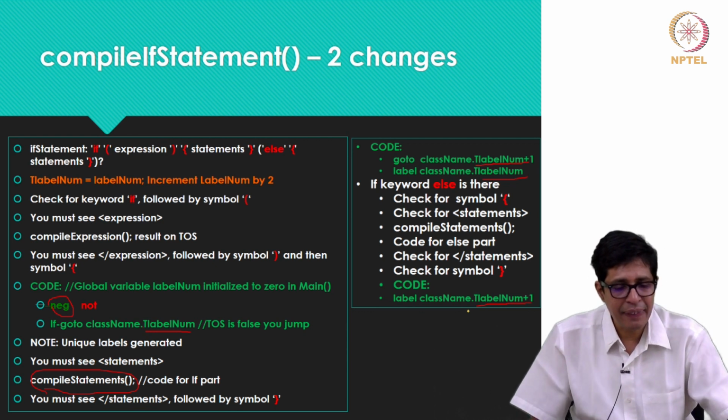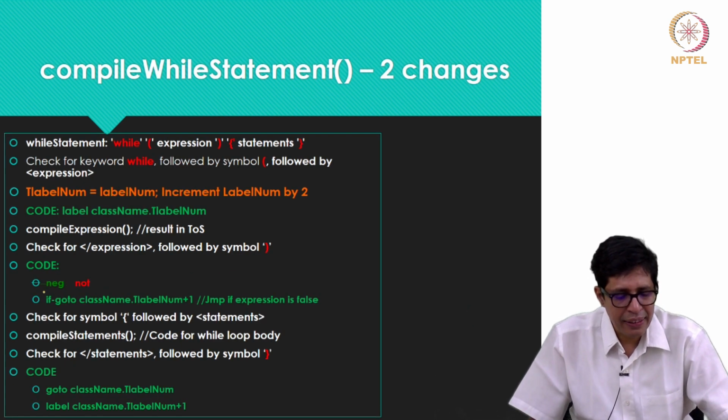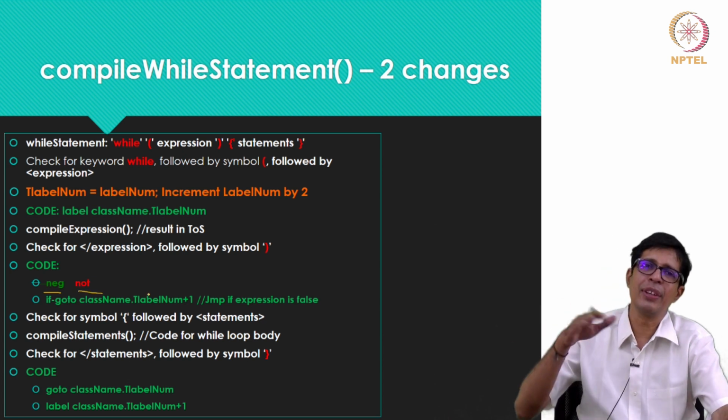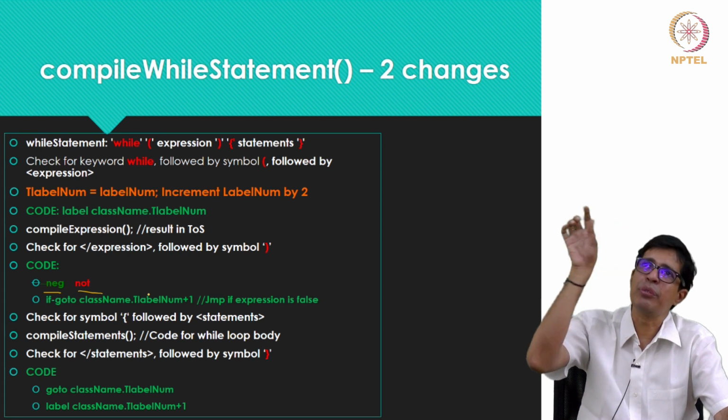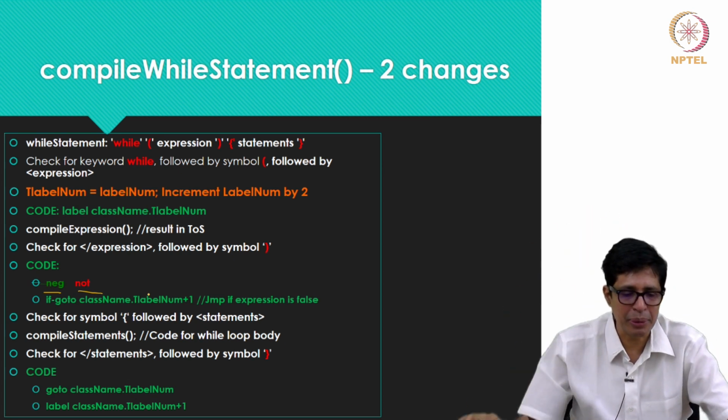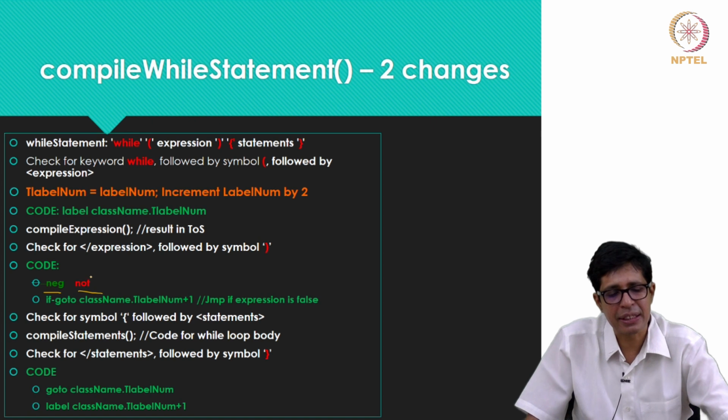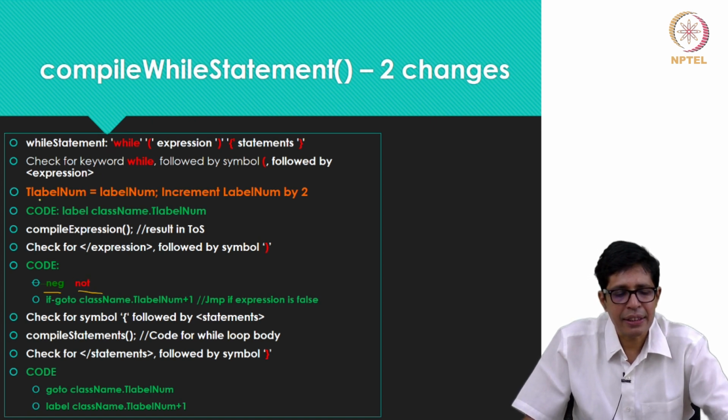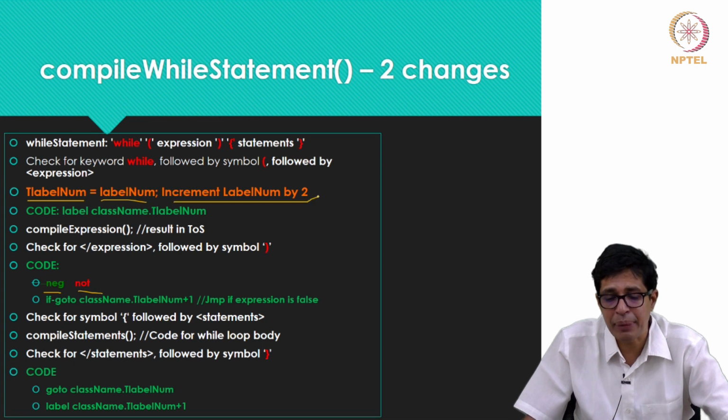The same thing with while. Again in while we had used neg, that should become not for an obvious reason, because we are just trying to negate. So, true should become false, or false should become true. So, only not will do that. And then again here, while we enter this while, define a local variable t label num and assign it label num and increment your label num by 2 immediately, and everywhere in the code use t label num, okay, rather than this. So, this will take care.